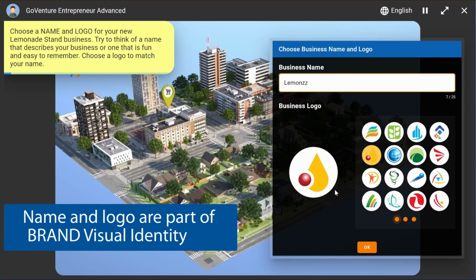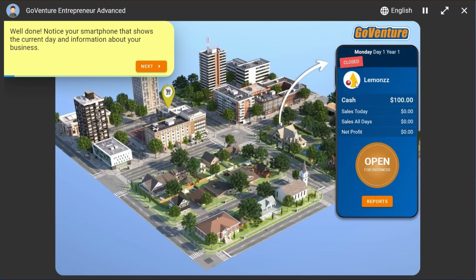And the logo is just one element of what's called your brand identity. Your overall brand is actually comprised of a number of things like your brand experience, your brand personality, your tone of voice, your brand promise, and your brand associations. The logo and the name are just part of the identity aspect of that. But I have some other videos you can take a deeper dive in. But let's keep going. And here's our virtual smartphone that shows us the day of the week.